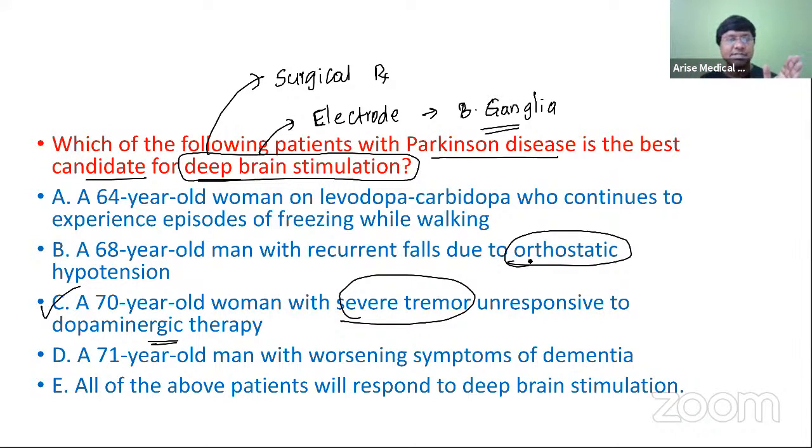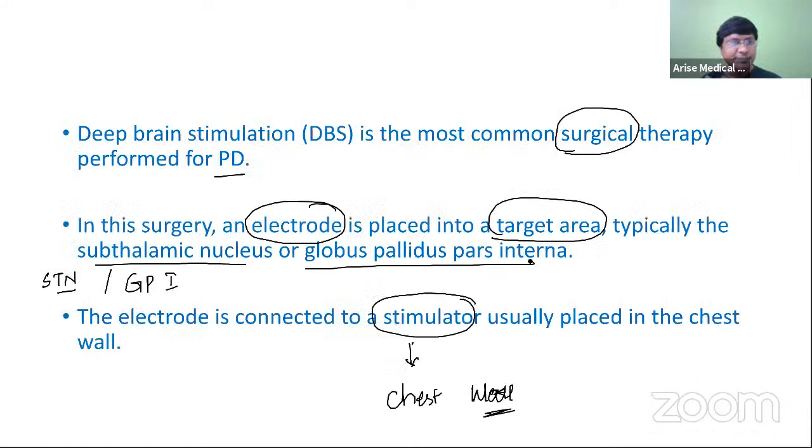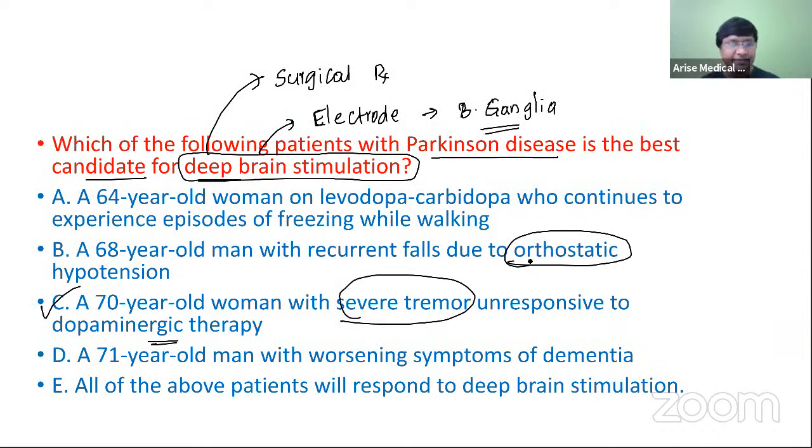Deep brain stimulation in Parkinson's disease is a surgical treatment. In deep brain stimulation, the electrode is placed in the substantia nigra, I'm very sorry, it is placed in the subthalamic nucleus or globus pallidus internum. And the electrode is connected to a stimulator which is placed in the chest wall. This deep brain stimulation will reduce the motor symptoms associated with Parkinson's disease. And the primary indication of deep brain stimulation is severe tremors not responding to therapy.